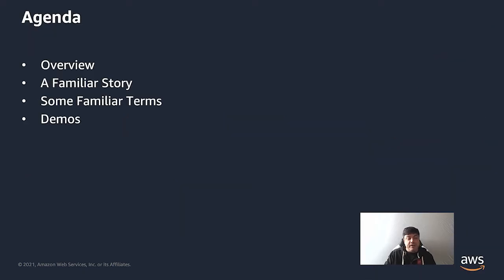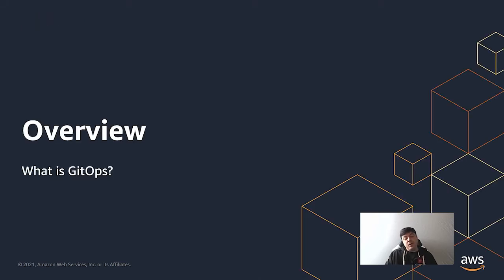Today, we'll be covering an overview of GitOps. I'll tell you a GitOps story. I'll talk about the terminology, such as what is infrastructure, declarative versus imperative, the source of truth, and drift. I'll also do a few demos along the way. So let's start with an overview of what GitOps is and what it can do.